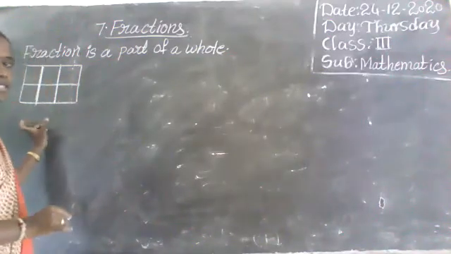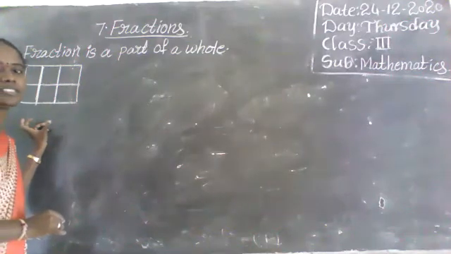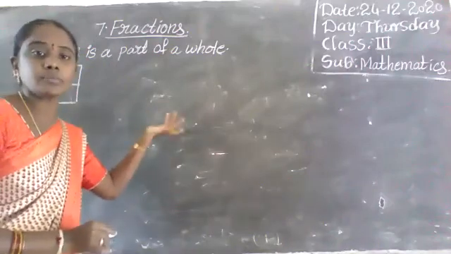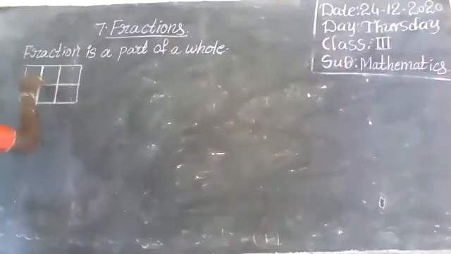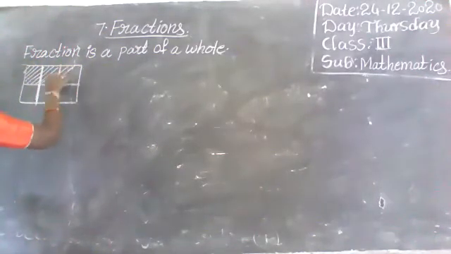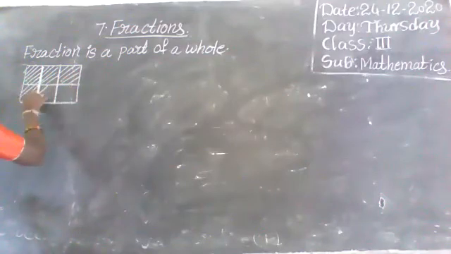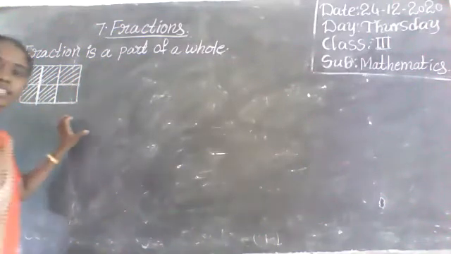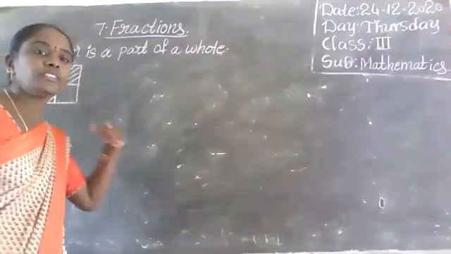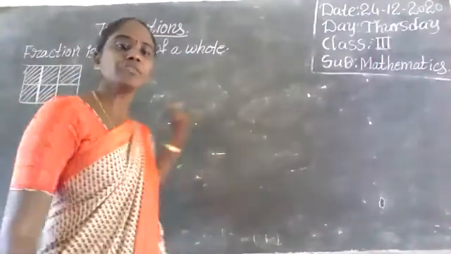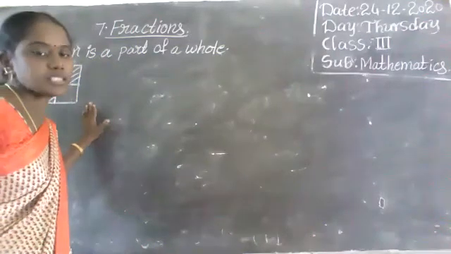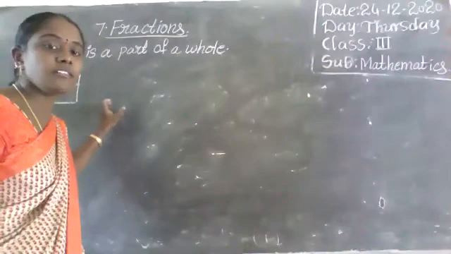In this figure, how many parts are there? Say, children, how many parts? Yes, 6 parts are there. In these 6 parts, how many parts are shaded? 5 parts are shaded. So how can we write the fraction form? What is the fraction form of the shaded part? 5 by 6. The shaded part fraction is 5 by 6.